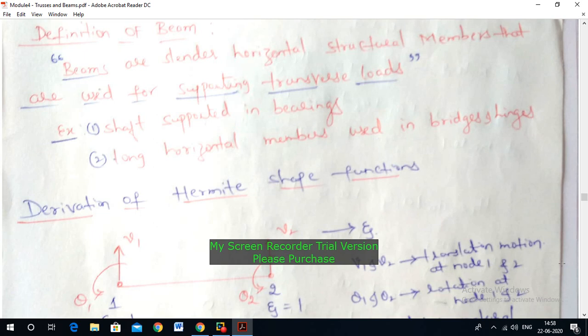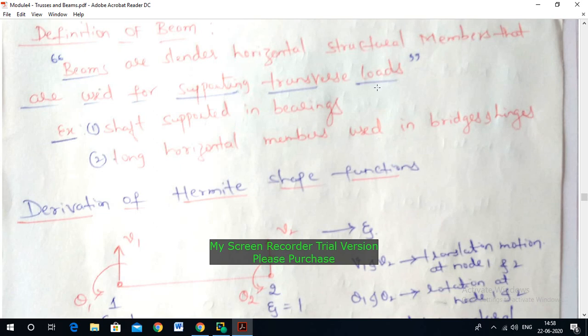Before deriving the expression for the Hermite shape function for a beam element, first I will explain what is meant by a beam. Beams are slender horizontal structural members used for supporting transverse loads. That is very important. I have written the definition in inverted commas in these notes: beams are slender horizontal structural members that are used for supporting transverse loads.